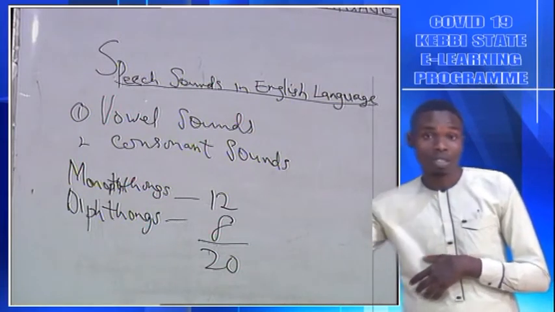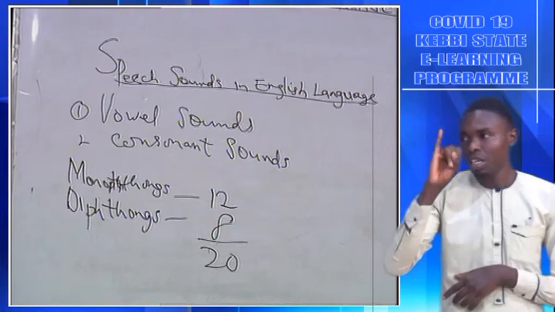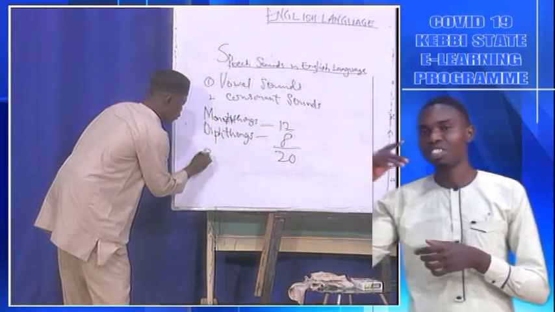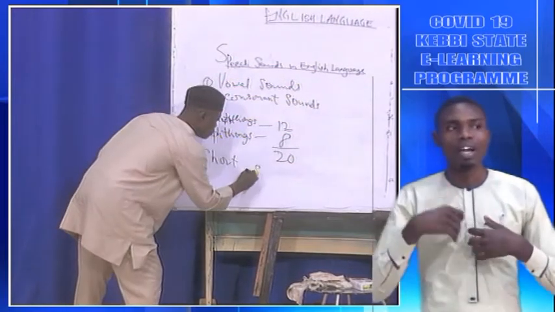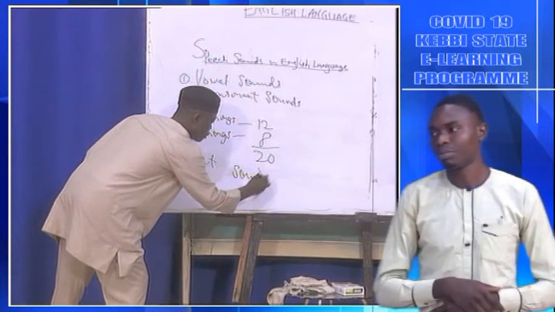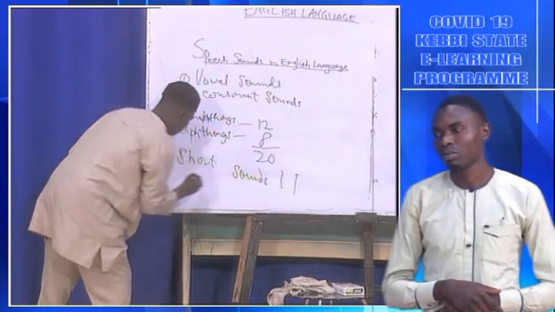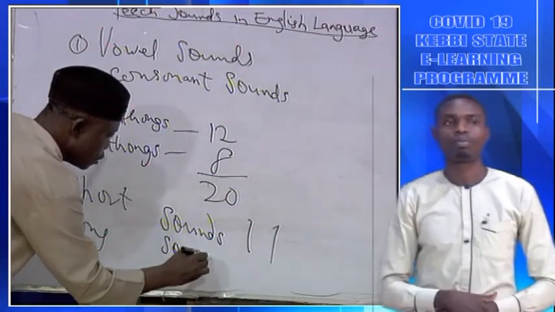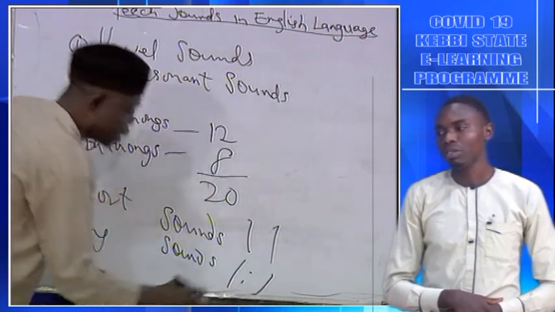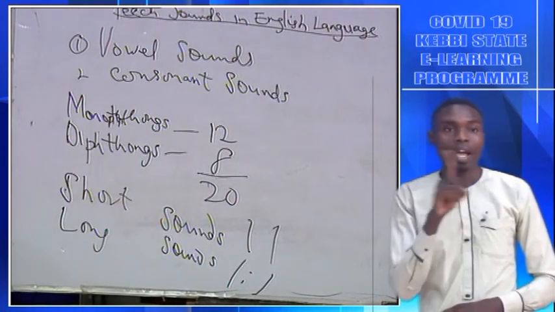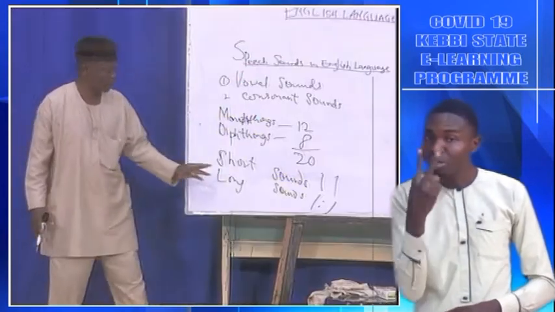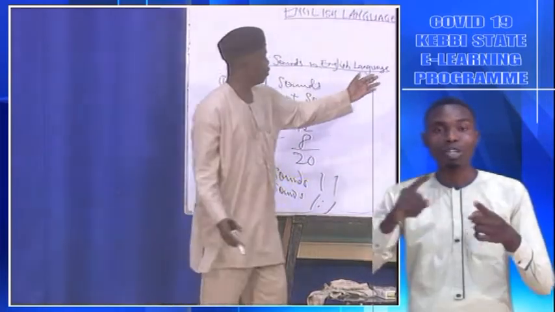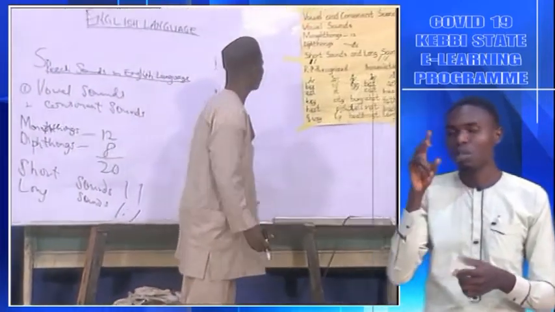Also, from these monotones, they are subdivided into two again. We have the short sounds and the long sounds. So this is telling us that any symbol of a vowel sound written with these two dots is indicating a long sound, as you can see from what I put here.